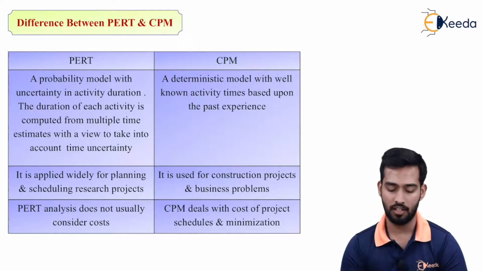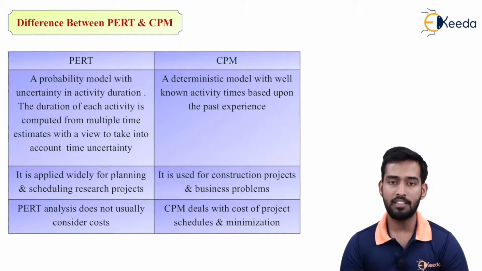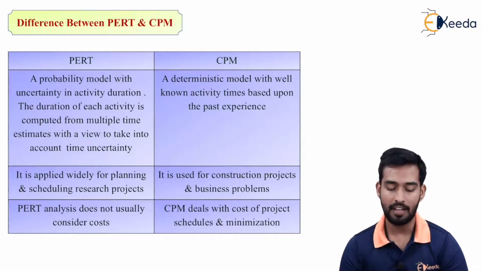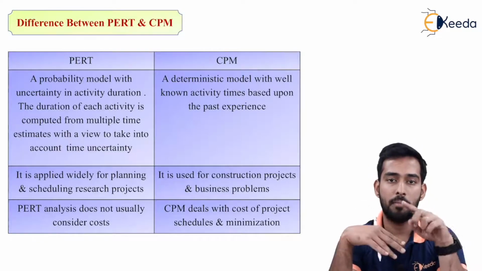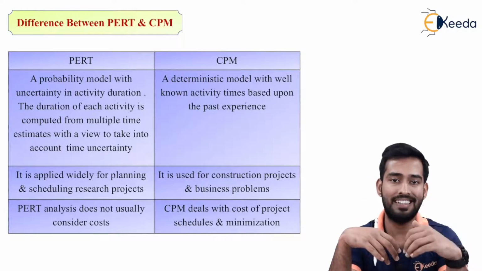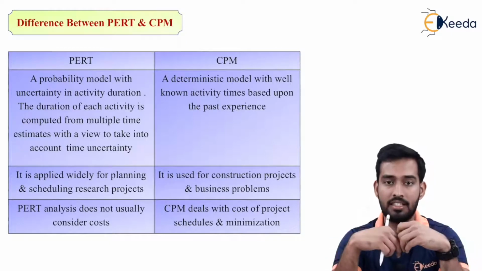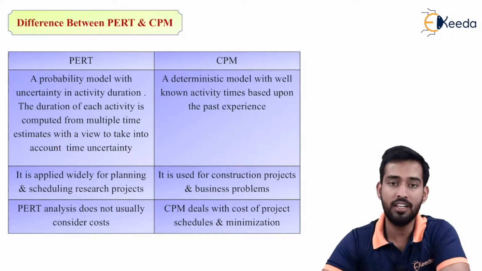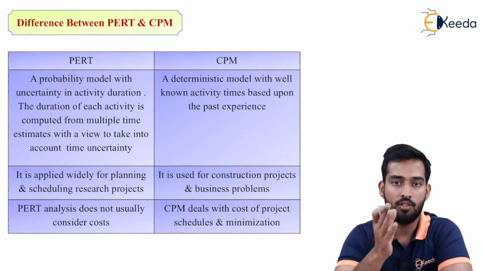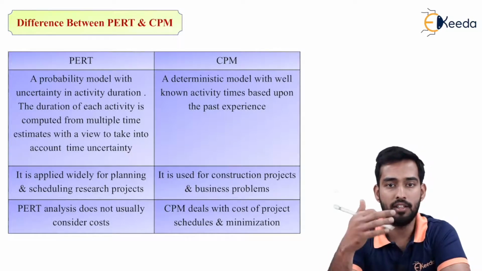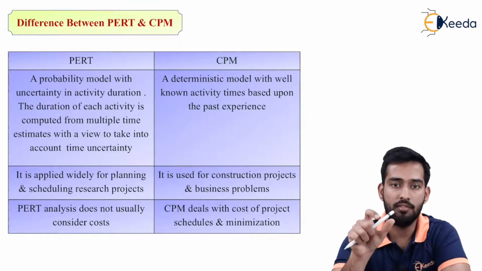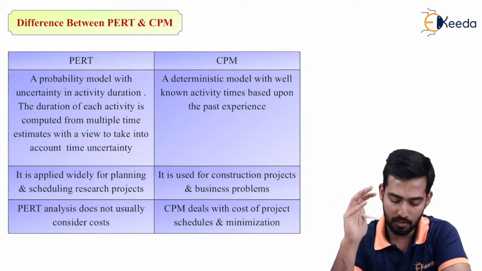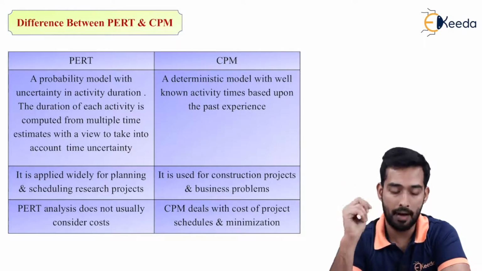Whereas talking about your CPM, it is a deterministic model with well-known activity time based upon past experience. So the main difference between PERT and CPM is that PERT is your probability model, whereas your CPM is a deterministic model. PERT depends upon the probabilities, whereas CPM depends upon the fixed duration of time obtained by your experiments and experience in the past.